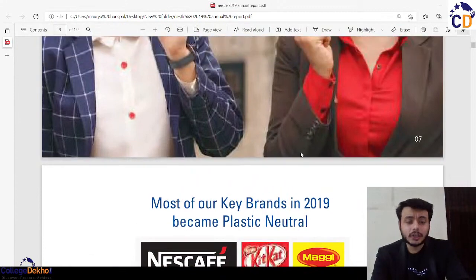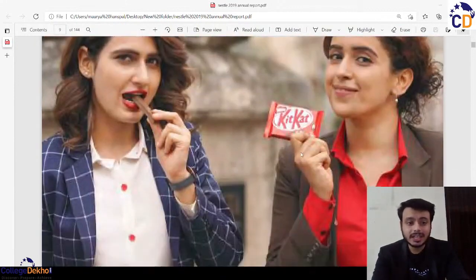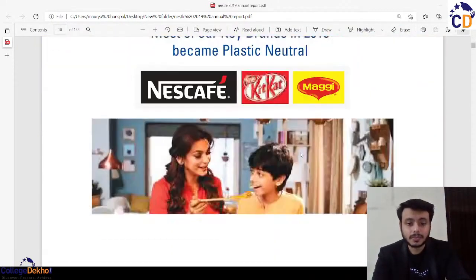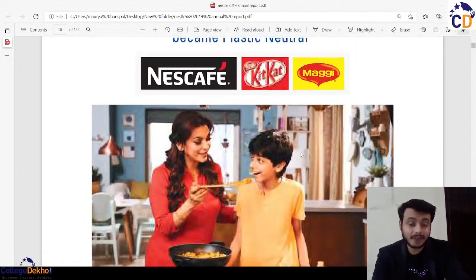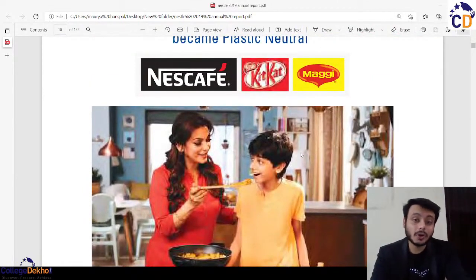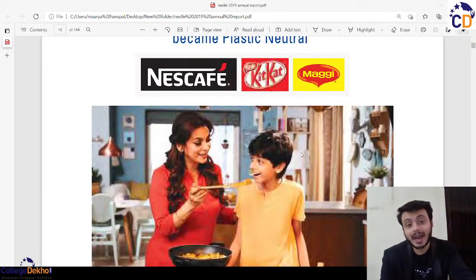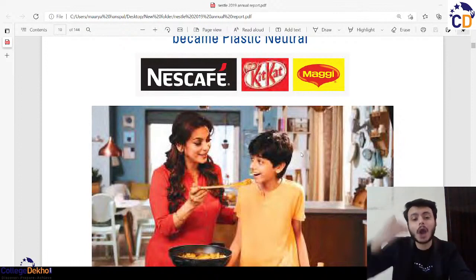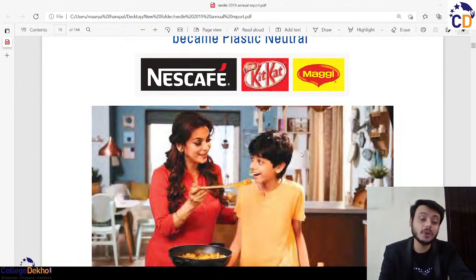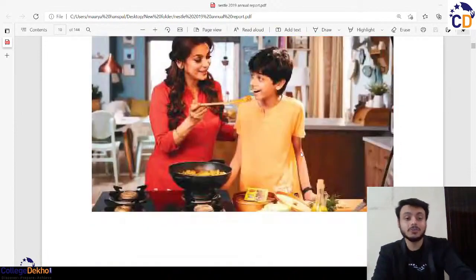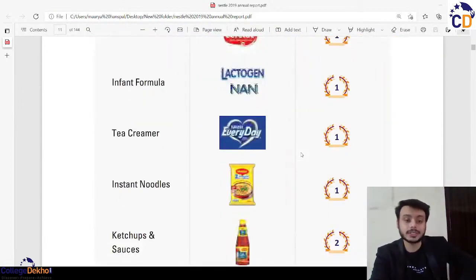Then brands, like you might have seen this ad on television of KitKat, and some of the other brands like Nescafe and Maggie. As I told, a lot of people in India are dependent on Maggie and Nescafe, and these are brands of Nestle. And if Nestle shuts down, then a lot of people would be in trouble, since there would be no Maggie and no Nescafe, right? So this shows a clear indicator of the products.